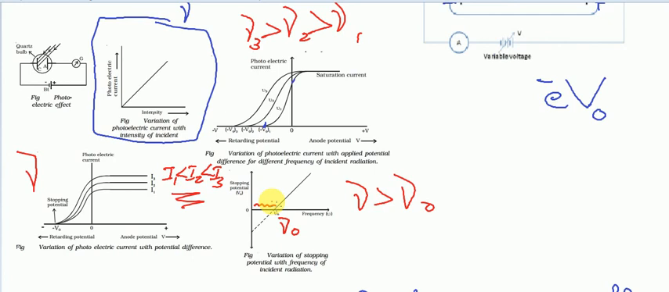These experimental observations were tried to be explained with the help of the theory that existed at that time, the classical wave theory. They tried to explain all these observations with the help of wave theory, but they failed to explain them properly. Later, in 1905, Einstein provided a simple explanation based on Planck's quantum hypothesis.